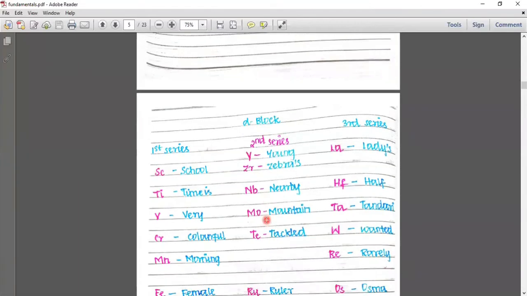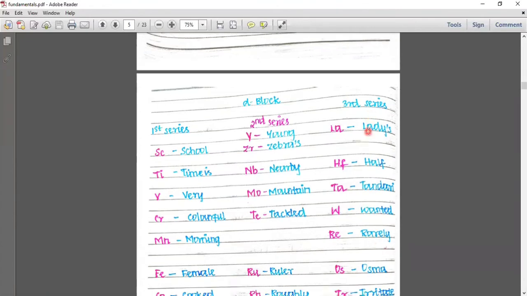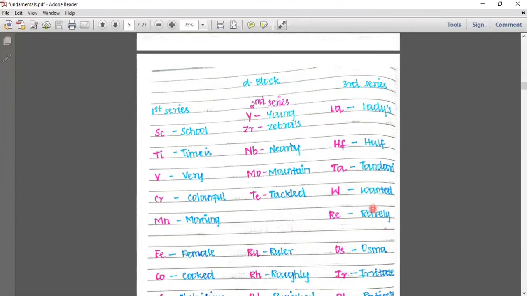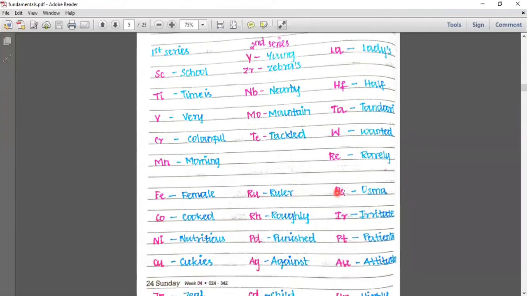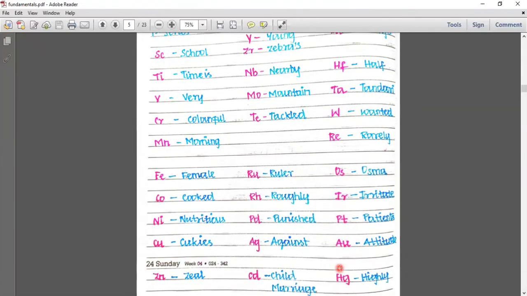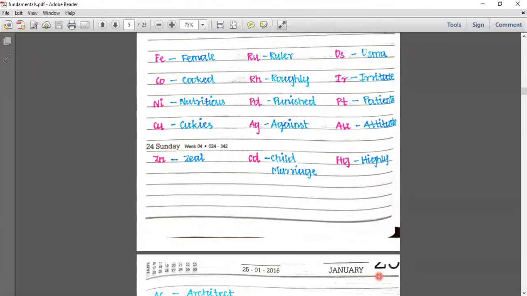Third transition series: lanthanides, hafnium, tantalum, tungsten, and rhenium. So: ladies of tandoori wanted rarely. Then osmium, iridium, platinum, gold, and mercury. Asthma irritates. Asthma is the name of a doctor. So: asthma irritates patient's attitude highly.